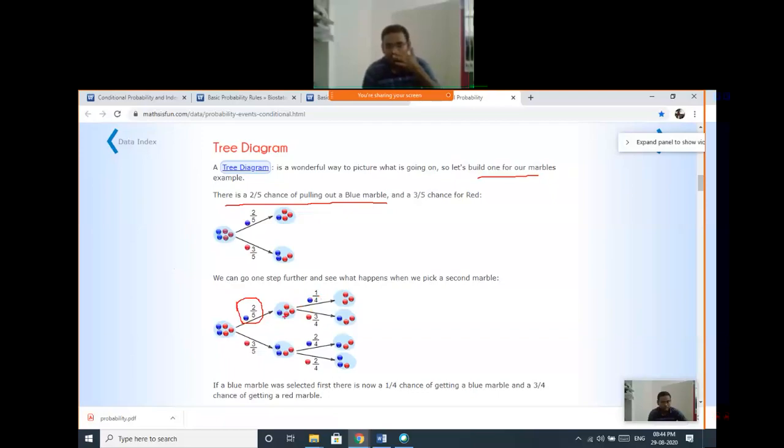Similarly, if you want to take a red marble, it also depends on the previous event, whether something has been extracted or not. So that's why it is 3 upon 4 instead of 3 upon 5. The total sample size was 5, but because this event has occurred, the sample size decreased by 1. That's why instead of 5, it is 4.